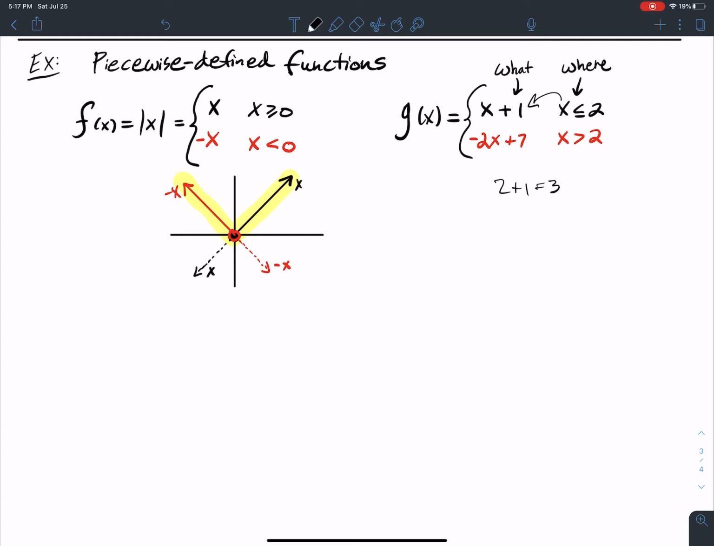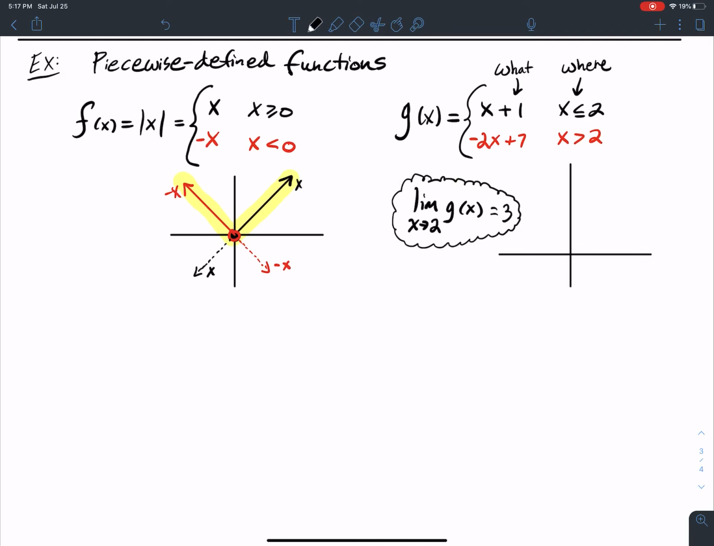So it looks like it's going to meet up on both sides, and the limit as x goes to 2 is going to be 3. Because as we approach it on the left side, values that are less than or equal to 2, we're heading towards 3, and as I approach it on the right side, values that are greater than 2, I'm getting closer and closer to 3.